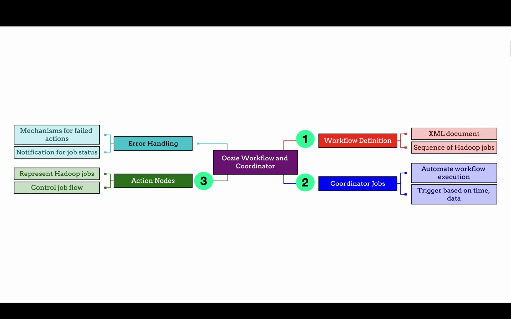3. Action nodes. In a workflow, action nodes represent a Hadoop job or task, like a MapReduce job, Pig script, Hive query. Control nodes define job flow, start, end, and decision points. 4. Error handling. Oozie workflows include error handling for failed actions, with options to retry, skip, or fail the workflow, and notification mechanisms for job completion or failure.